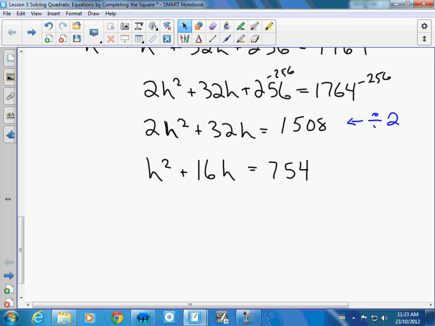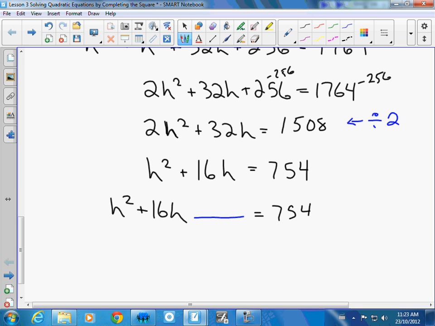If we want to complete the square, I'm going to make myself a little bit of room here. h squared plus 16h equals 754. Now, remember when I completed the square, I put in the two lines? I'm also going to do something here. The only difference is what's in between these now, an equal sign. Previously, weren't they both on the same side? One was inside the brackets, one was outside the brackets. Big deal. No really fancy stuff here.